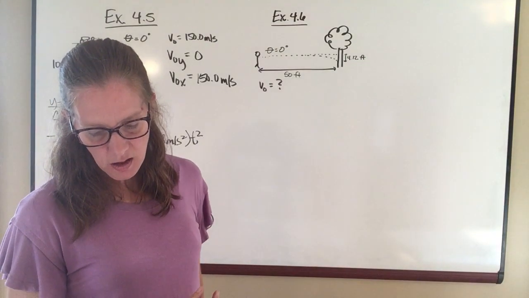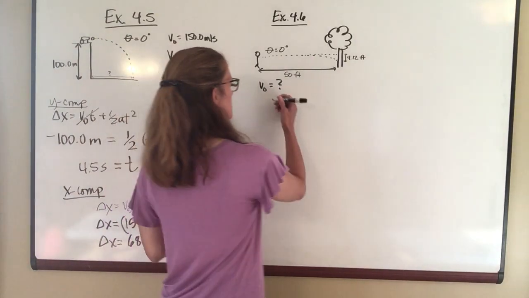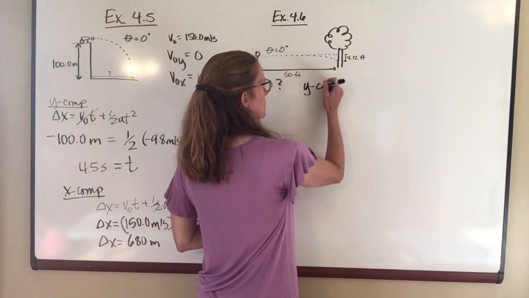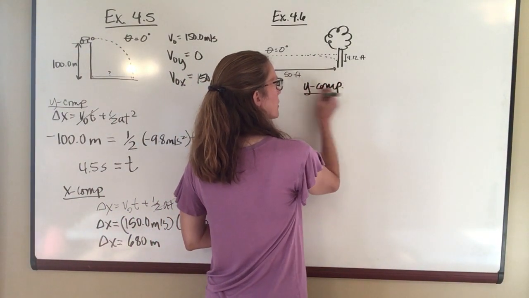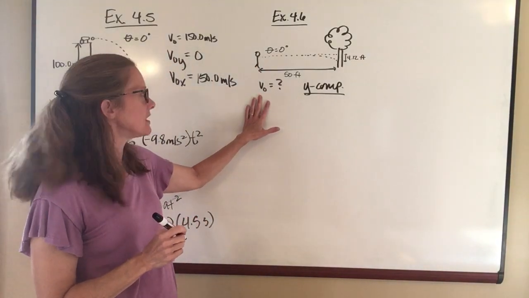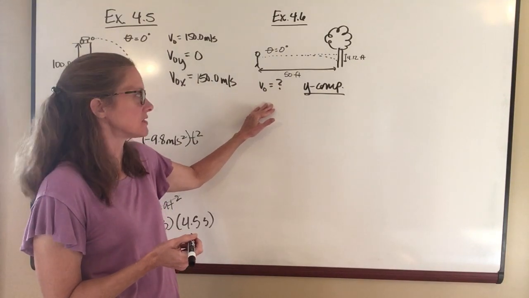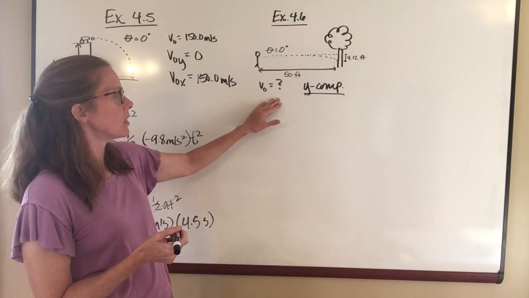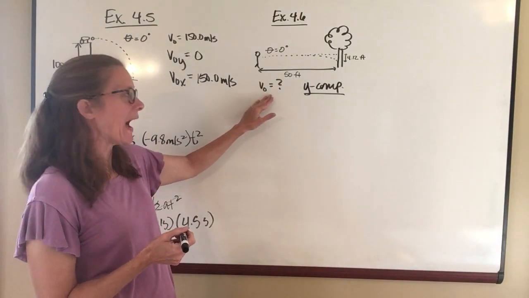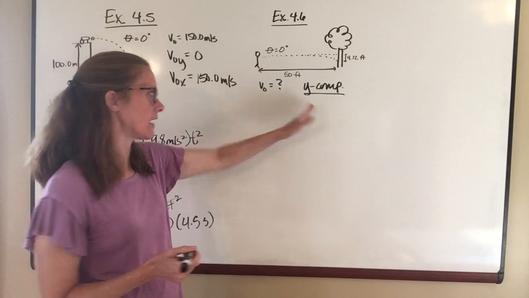So again, if I look at the y component, that's where my time is going to come from, and I can't figure out what velocity is if I know distance and I don't know time. That's the definition of velocity. It's distance divided by time, or displacement divided by time. So I have to know the time. Again, if I need the time, I have to go to the y component to get it.